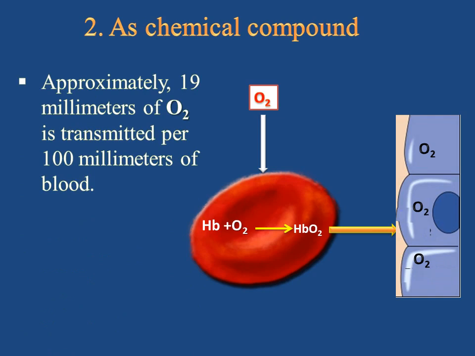Approximately 19 milliliters of oxygen is transported per 100 milliliters of blood. The combination of oxygen with hemoglobin to form oxyhemoglobin occurs under conditions when the concentration of oxygen is high. When the concentration of oxygen is low, as in the capillaries of metabolically active tissue, the bond holding oxygen to hemoglobin becomes unstable and oxygen is released.